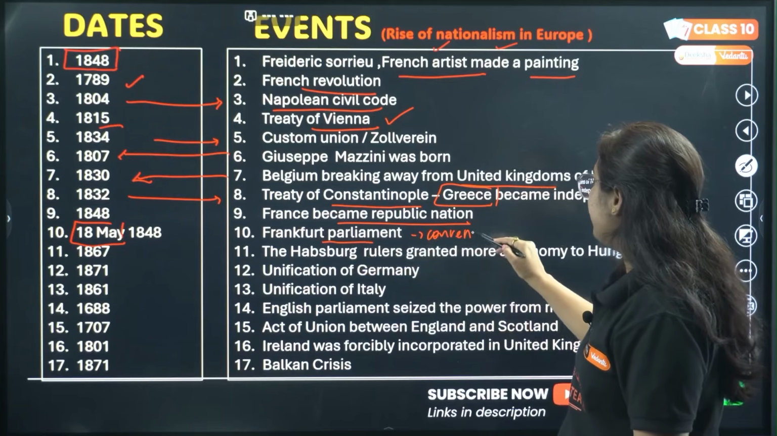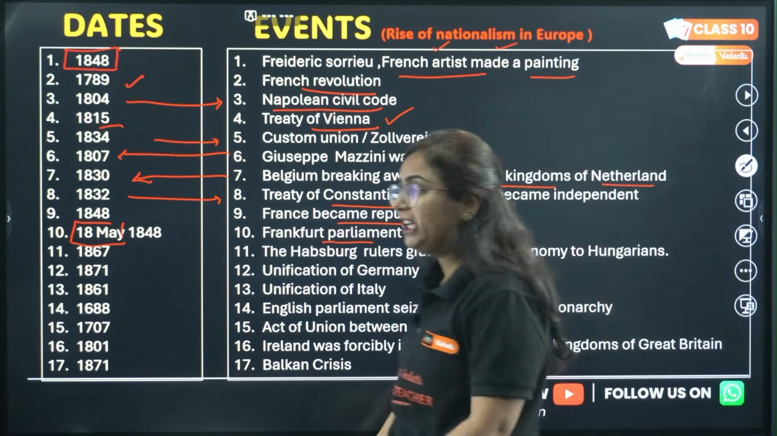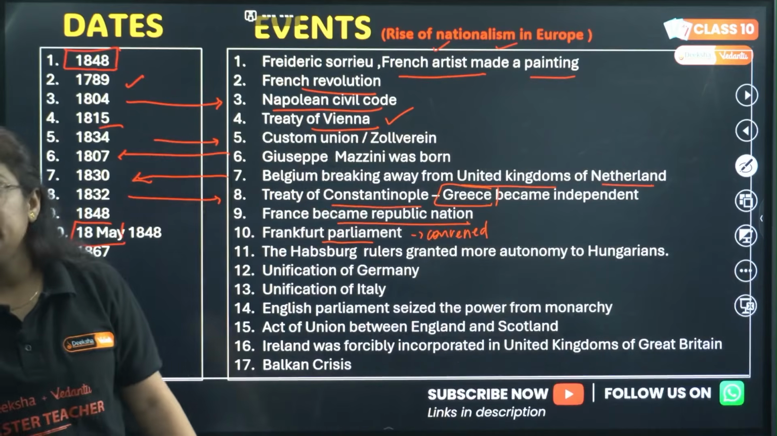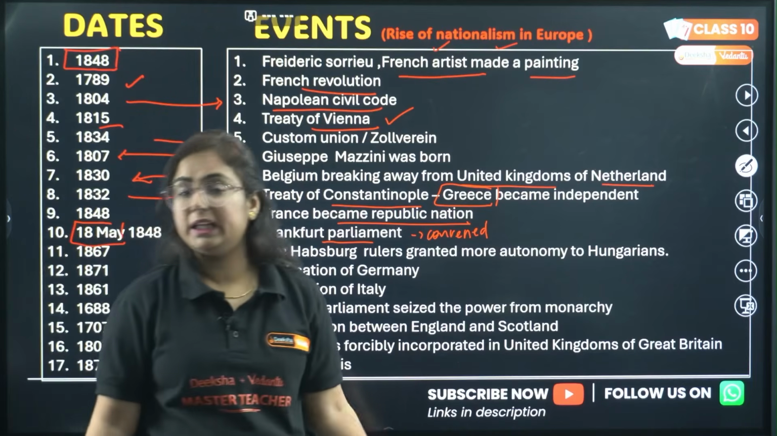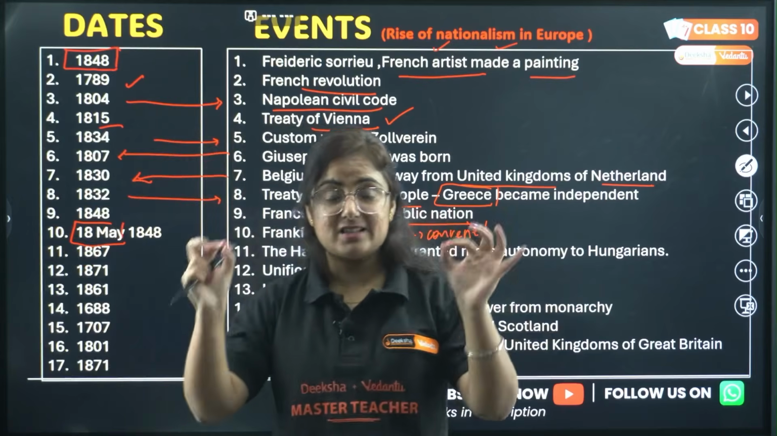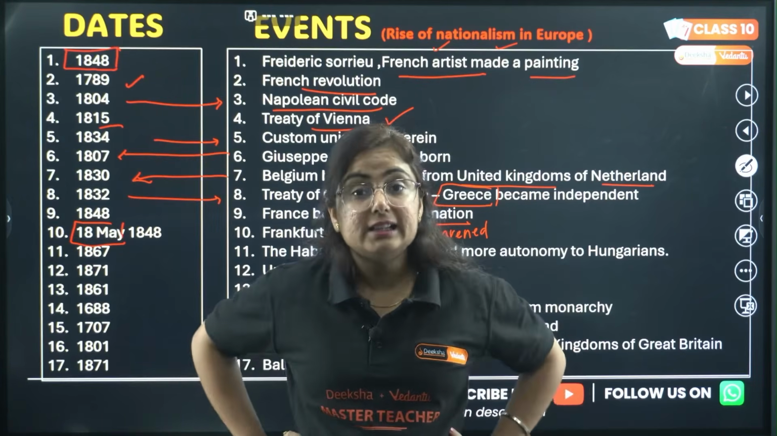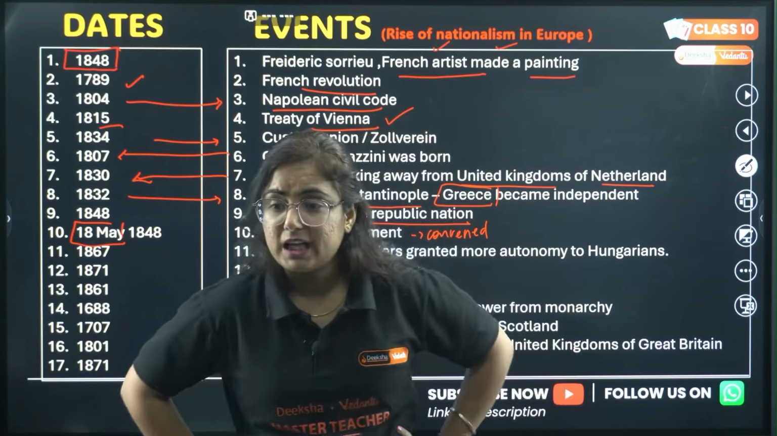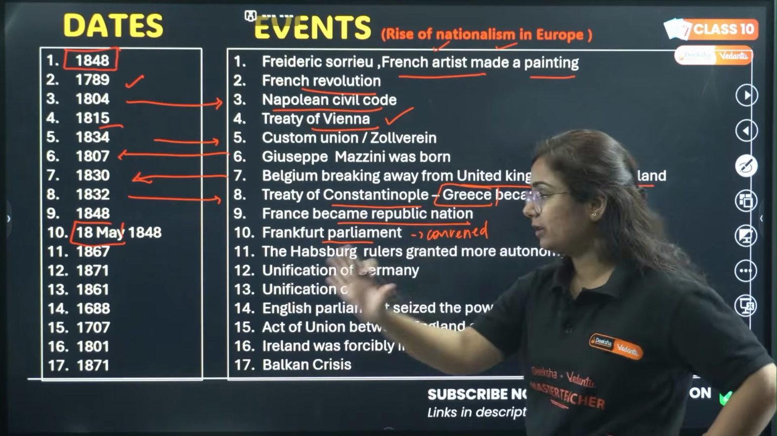So if you remember, the Frankfurt Parliament was convened by the group of German people demanding the unification of Germany, demanding to form a constitutional monarchy in Germany. Okay, however, that was a failure due to certain reasons.